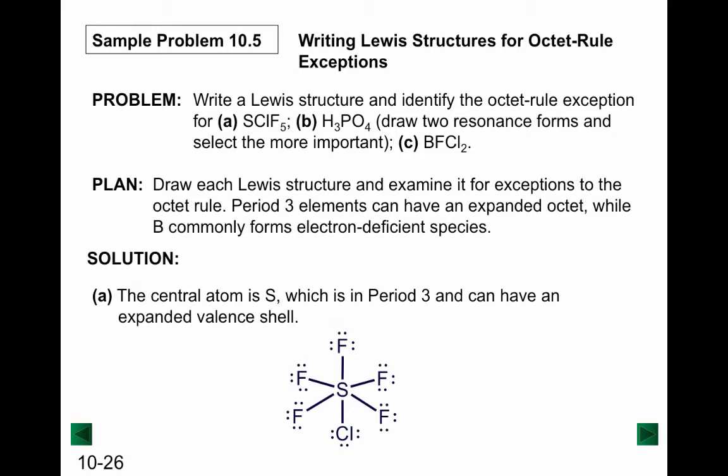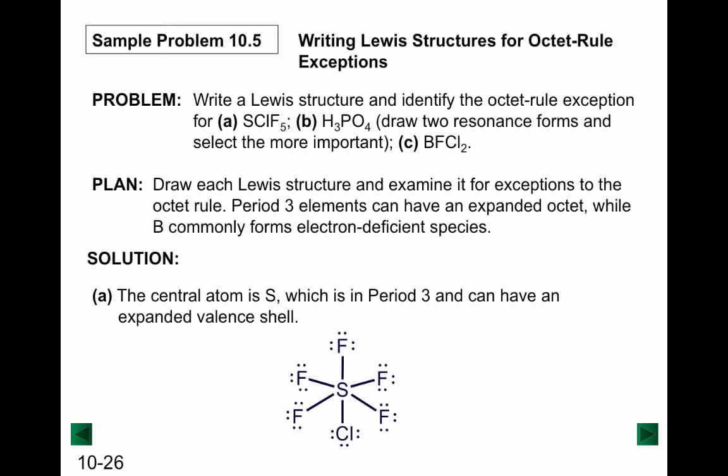Here we are asked to write Lewis structures for SClF5, phosphoric acid, and BFCl2, and then we are to pick the most likely Lewis structure for phosphoric acid. Since the Lewis structure for SClF5 is shown on the bottom of this slide, let's work through the solution for phosphoric acid before you move on to the next slide. Since hydrogen is the least electronegative atom but does not count, phosphorus is the central atom. Determine how many valence electrons we have to play with, which hopefully will be 32.